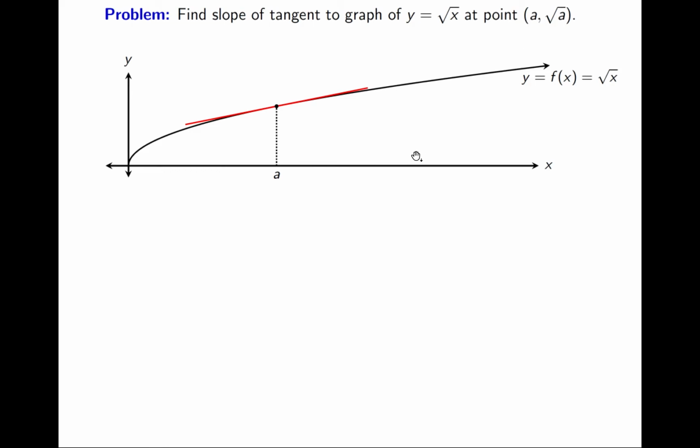We'll do exactly what we did before. The only thing is we don't have a specific value for a now, but we'll just keep it as a. The slope of this tangent line, m, is given by our formula: the limit as z approaches a of f of z minus f of a, divided by z minus a. And f is the square root function, so this becomes the limit as z approaches a of the square root of z minus the square root of a over z minus a.